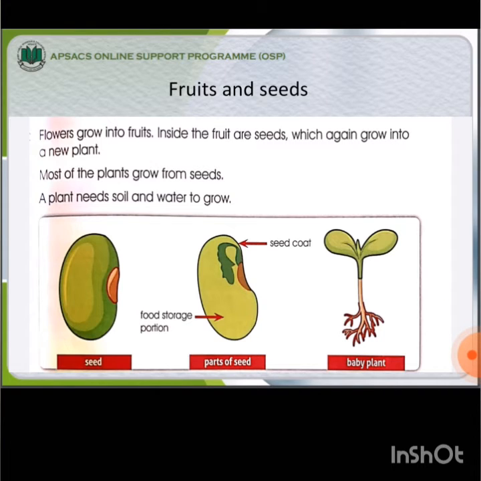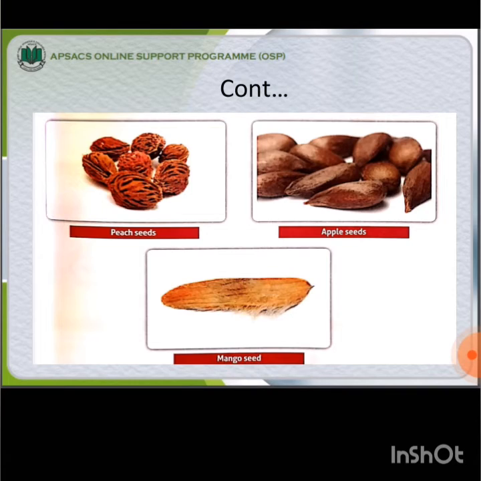Fruits and seeds. Flowers grow into fruits. Inside the fruit are seeds, which again grow into a new plant. Most of the plants grow from seeds. A plant needs soil and water to grow. Now look at the first picture, seed. Next, a food storage portion and seed coat. This is called parts of seed. And next picture is baby plant. These are examples of seeds: peach seeds, apple seeds and mango seed.